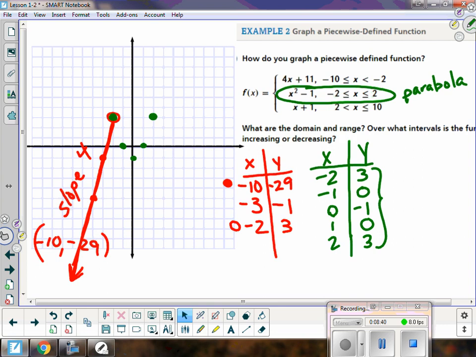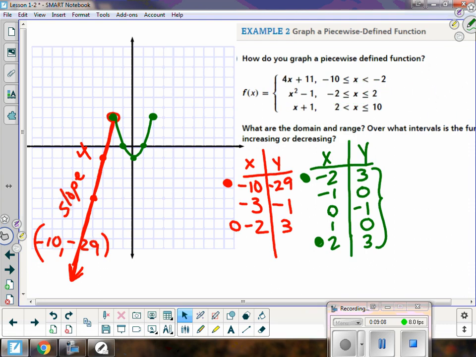Check your domain closely. It says when x is less than or equal to 2. So this point actually exists. So we have closed endpoints and everything in between. Trace it, and we're getting there. We're 2/3 of the way done graphing our first piecewise function. Here we go to the last one. We'll do it in blue.